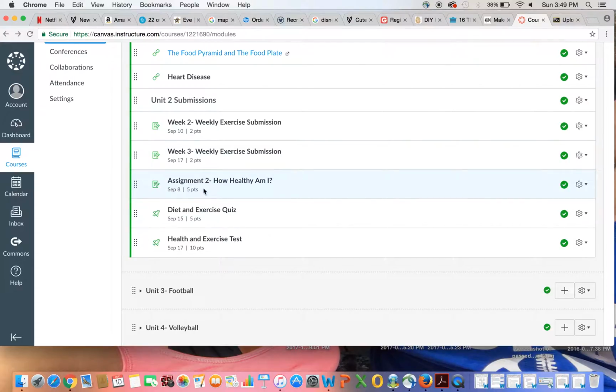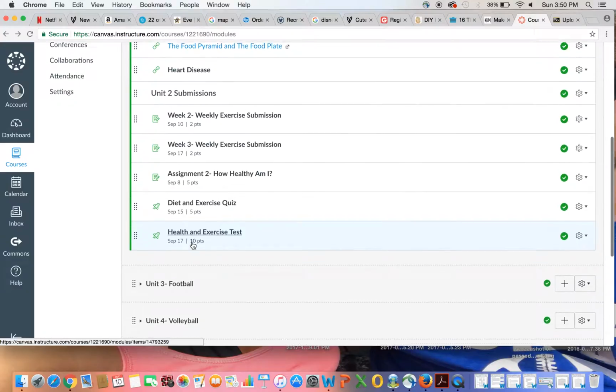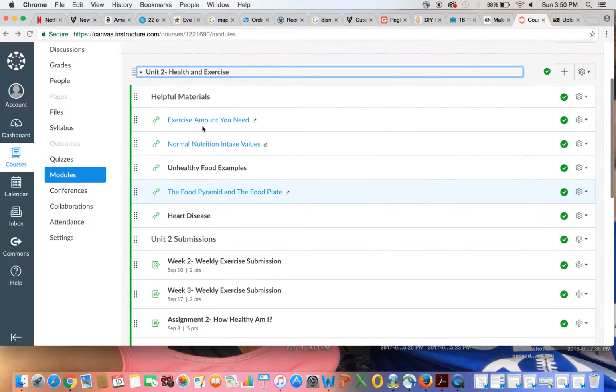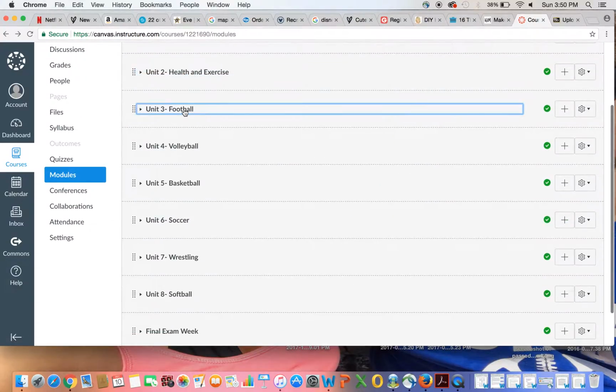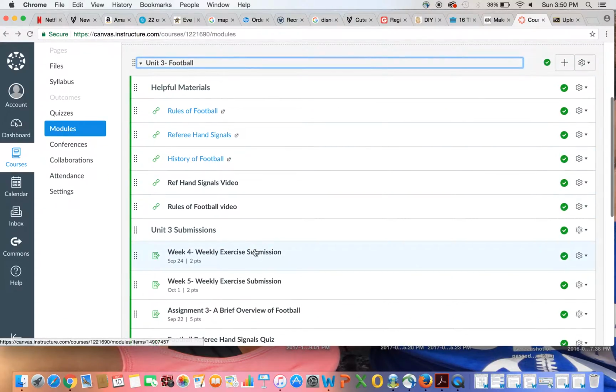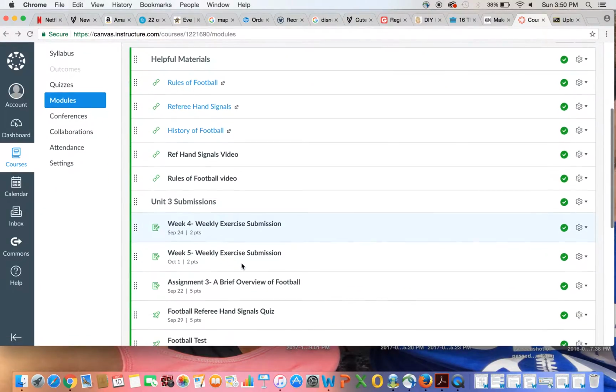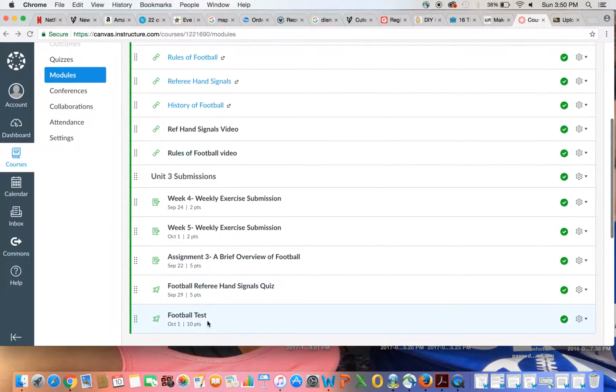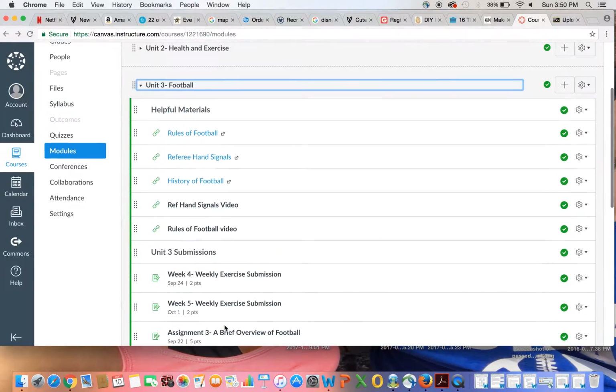My assignment, which is going to be worth 5 points. My diet and exercise quiz, which is going to be worth 5 points. And my health and exercise quiz, which will be worth 10 points. For each unit, there will be 2 weekly exercise submissions worth 2 points each, 1 assignment worth 5 points, 1 quiz worth 5 points, and 1 test worth 10 points.